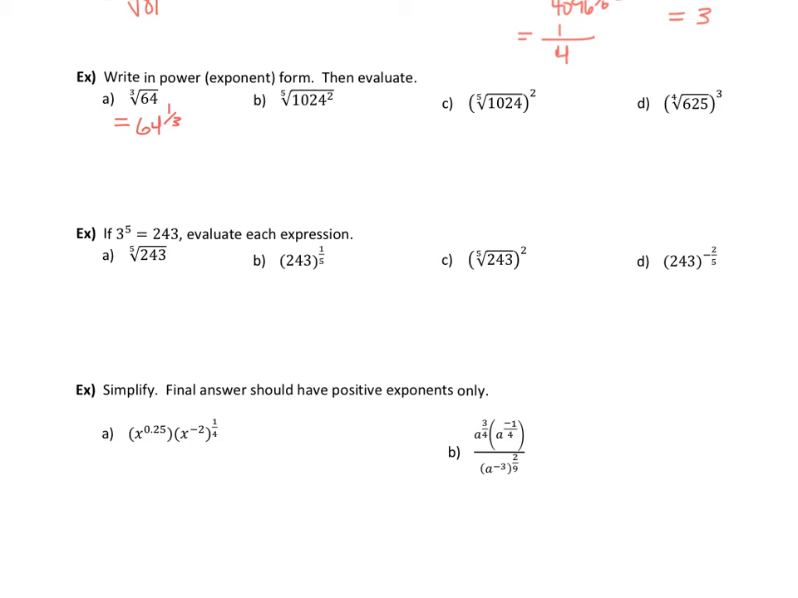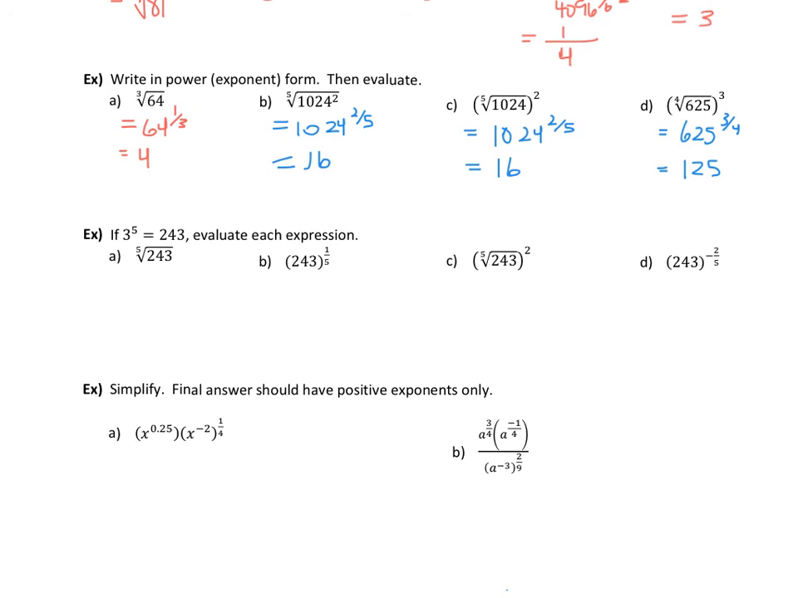So that's my power form. And then the cube root of 64, I believe, is 4. So try the rest and then I'll put the answers up. Okay, so you'll see that part B and part C, they look different initially, but really they both have an exponent of 2/5 when you write that in the exponential or the power form.